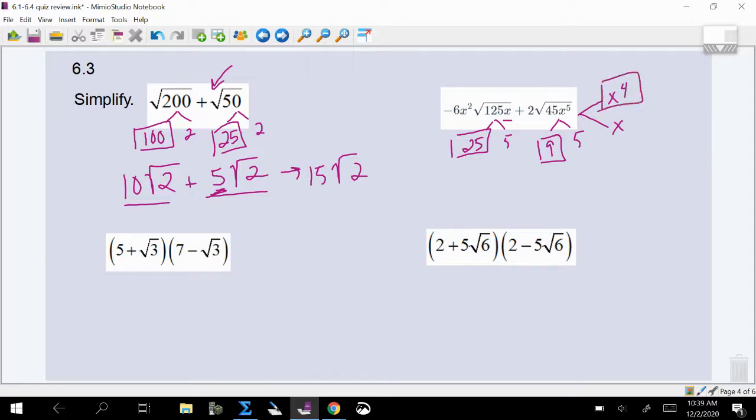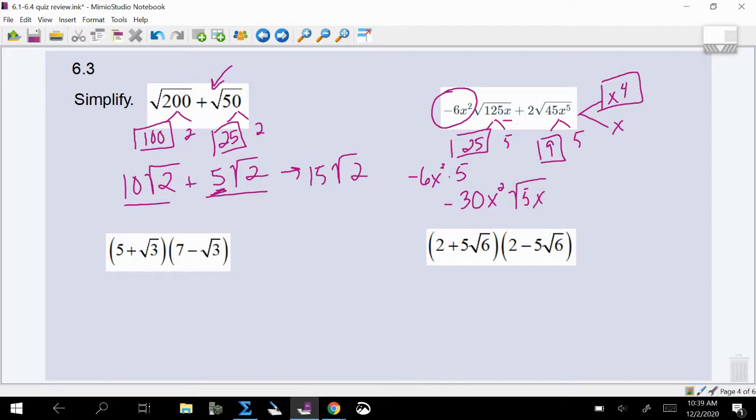So I want to keep doing what I did in the previous section. When I take the square root of 25, which is 5, I'm going to bring that 5 out front and I'm going to multiply it by what's already here. So I'm going to have a negative 6x squared, but I'm also going to multiply it by a 5, which is going to give me negative 30x squared. And I still have a 5x underneath.